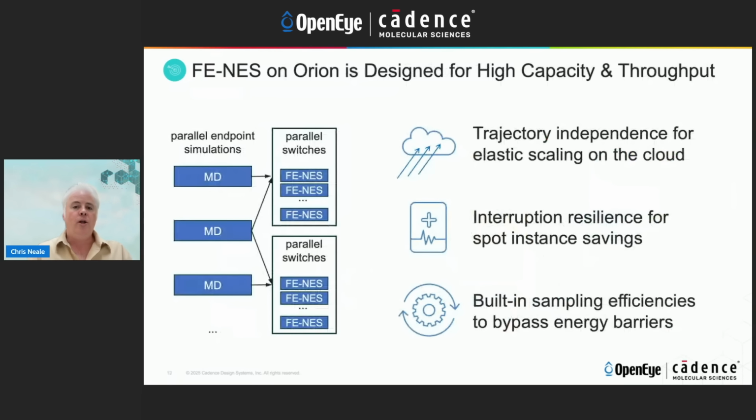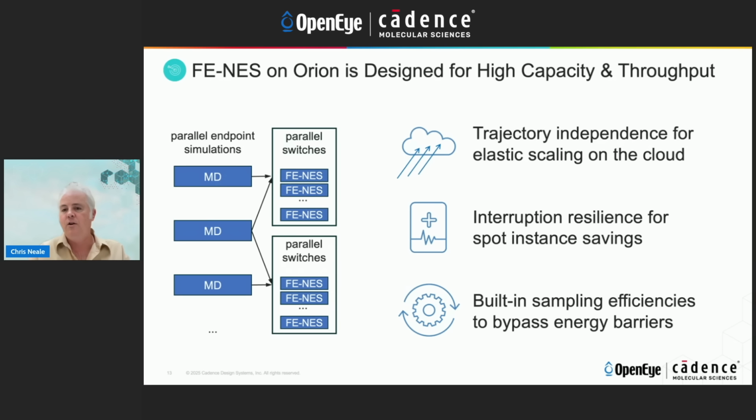Because this is a non-equilibrium approach, it has some excellent properties for scaling on elastic cloud resources. That's because the molecular dynamic simulations at the endpoints can all be run in parallel, and then the switches between A and B, between all of the pairs of ligands, can be run in parallel. So this trajectory independence allows us to go out to a cloud provider like AWS, grab hundreds or thousands of GPUs simultaneously, run all of these switches, and then drop the compute and stop paying for it.